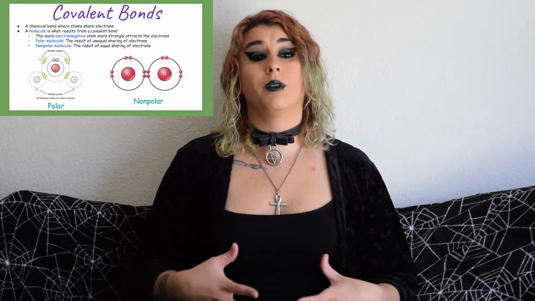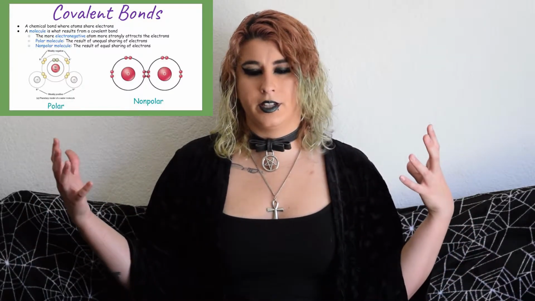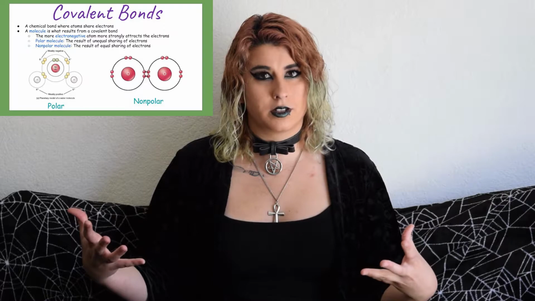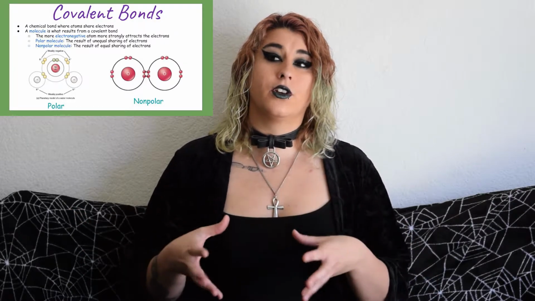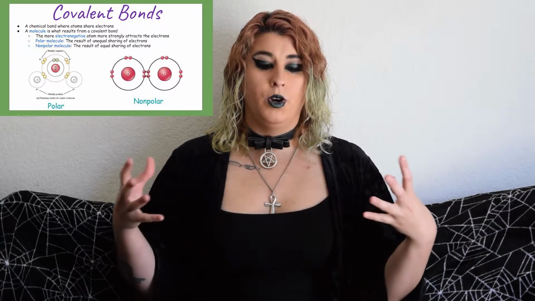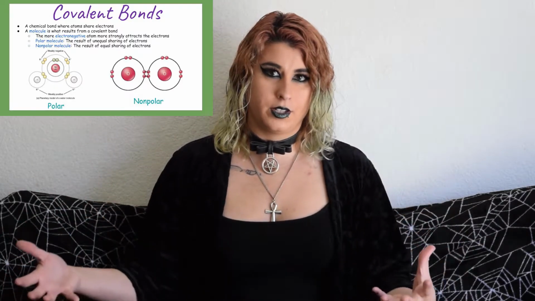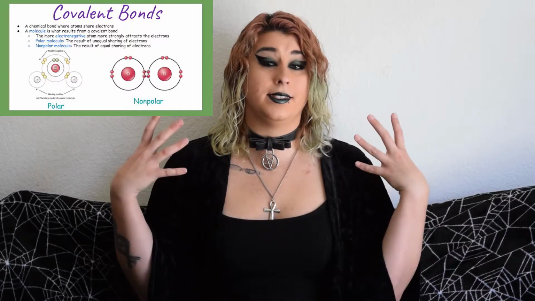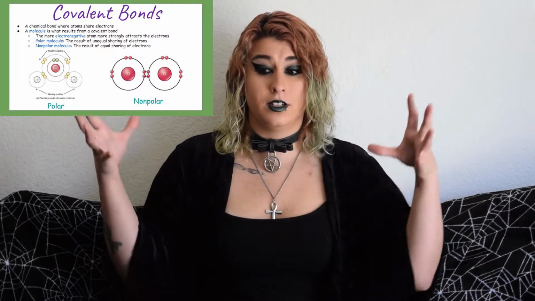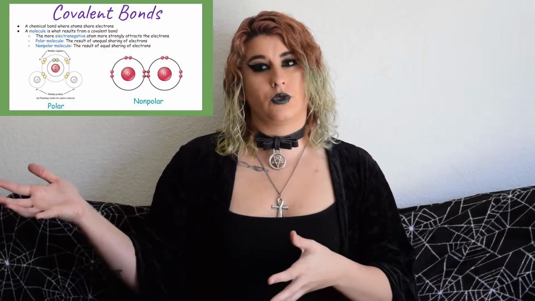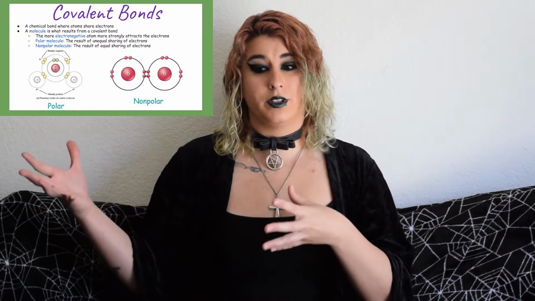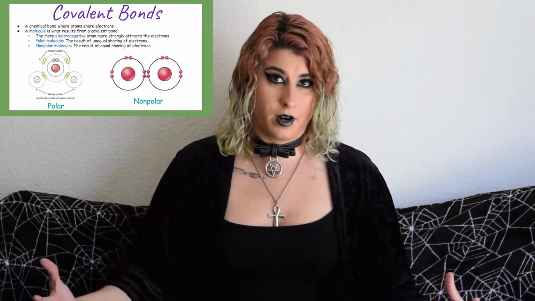Now, moving on from ionic bonds, where there's some sort of stealing of electrons going on, we're going to look at the covalent bonds, which is a chemical bond where the atoms share the electrons. And the most common example of this presented to any sort of intro-level science class is water.